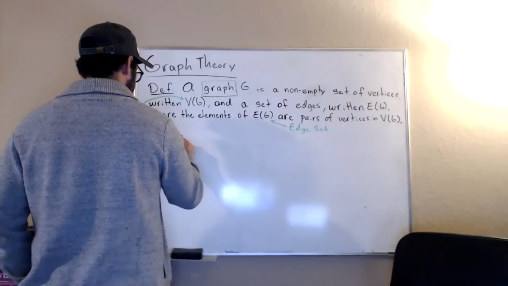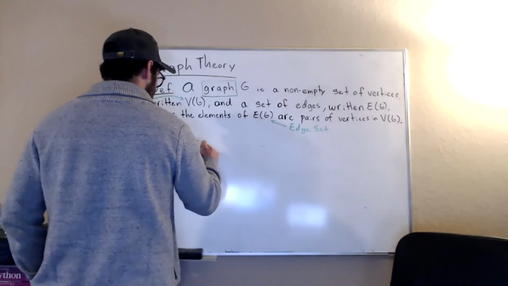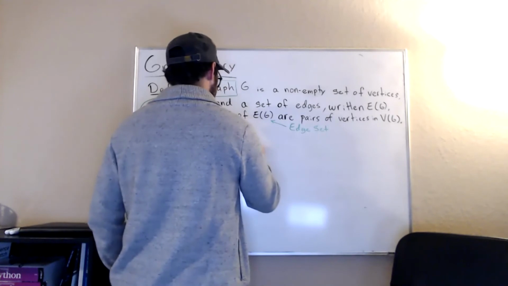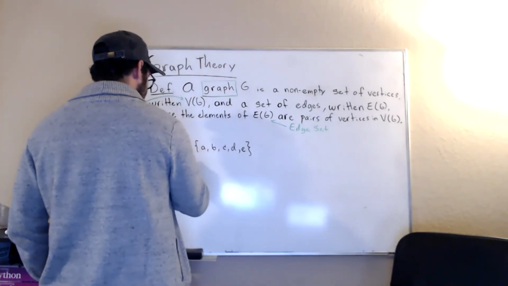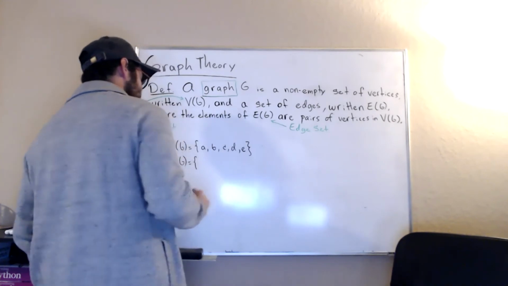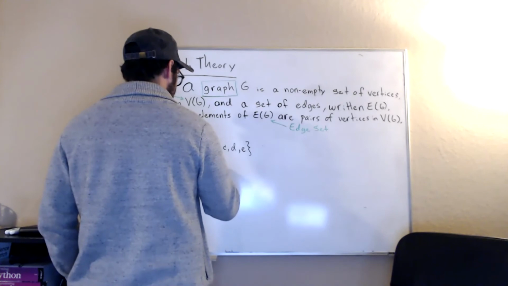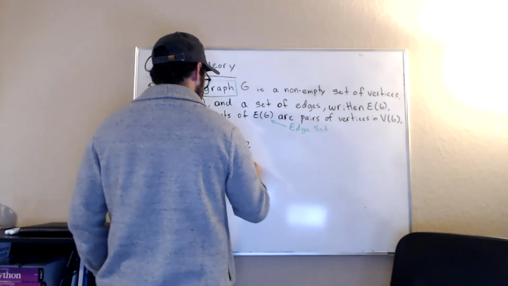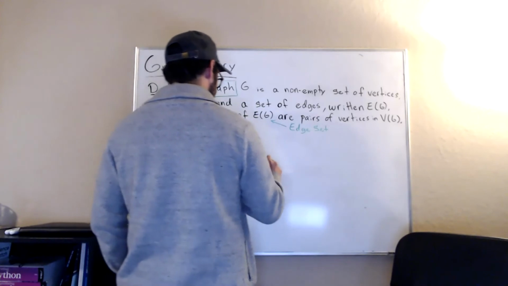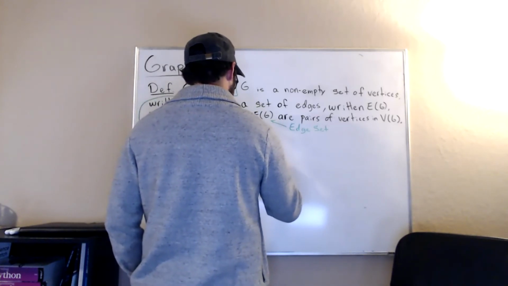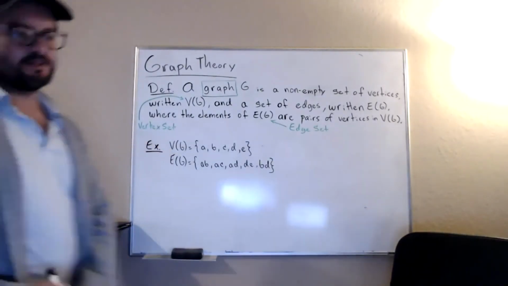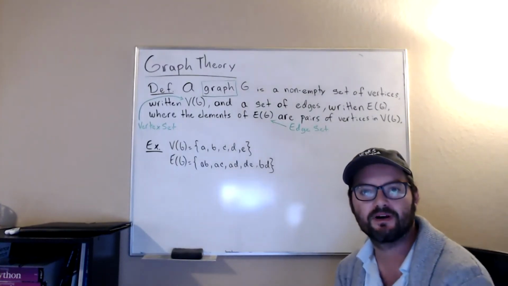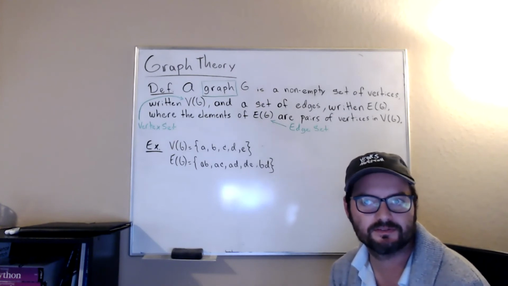So let's say that V of G is equal to {A, B, C, D, E}. And then let's take an edge set to be, let's say, AB, AC, AD, DE, and then maybe DD. So that's a graph. Now it doesn't look like the picture that I had on the board a second ago, but this is how a graph is formally defined. It is just a collection of vertices and edges.